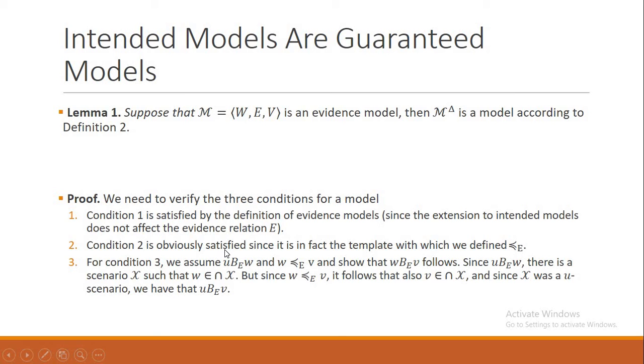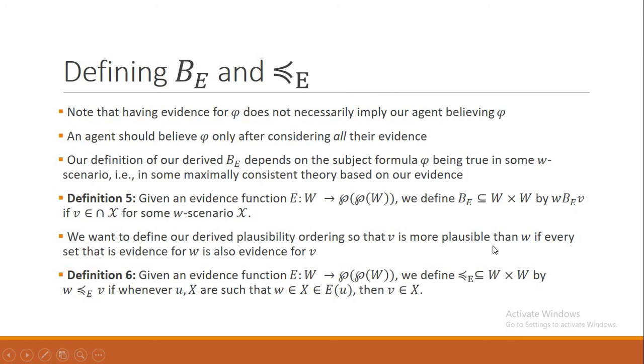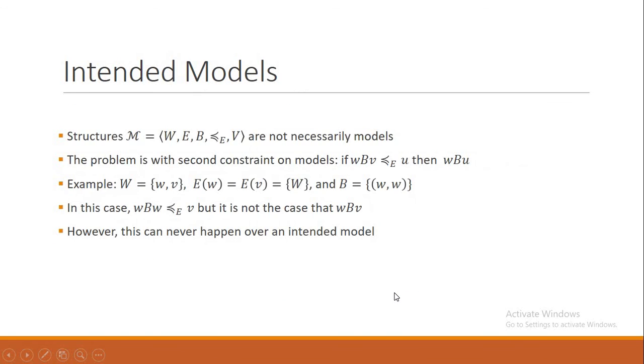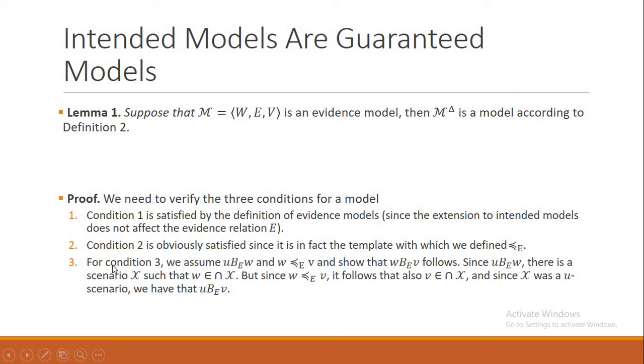And what condition two said is that if a world is in some evidence set, then any other world that is more plausible than that. So if W is in an evidence set, then any world V that is more plausible than W will also be in that evidence set. Now, this condition is satisfied because it is in fact the template with which we defined our plausibility relation. If we go back here, yes, here, as you can see, this is just how we defined our plausibility relation. If V is more plausible than W, then any evidence set that has W should also have V. So the second condition for a model is also satisfied. Now, as for condition 3, we'll have to do a little bit of work.